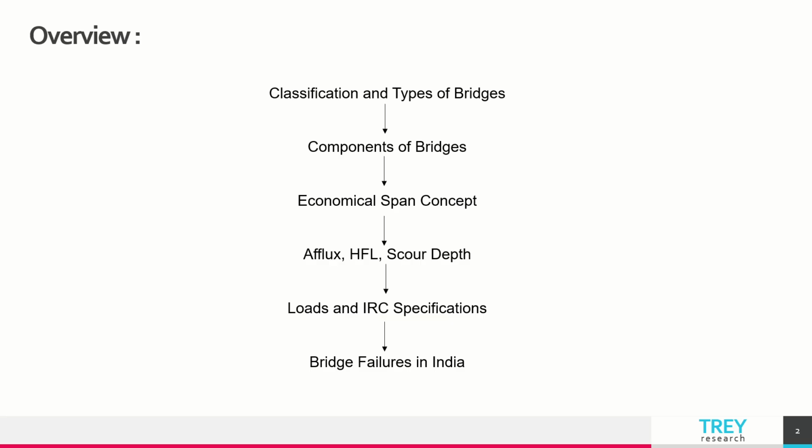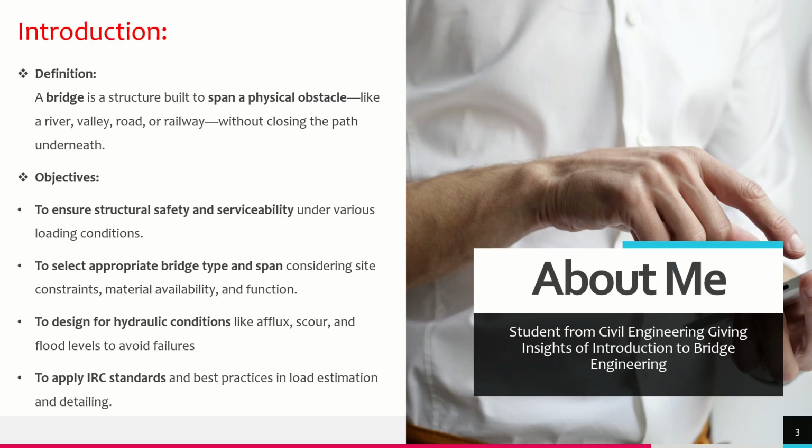Coming to the overview, which we are going to see in today's presentation, the first is classification and types of bridges. Second is components of bridges. Third one is economical span concept, and fourth one is Afflux, HFL, scour depth. Then fifth one is loads and IRC specifications, and the last one is bridge failures in India.